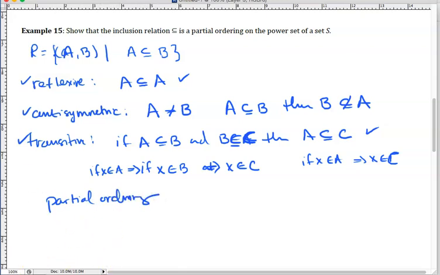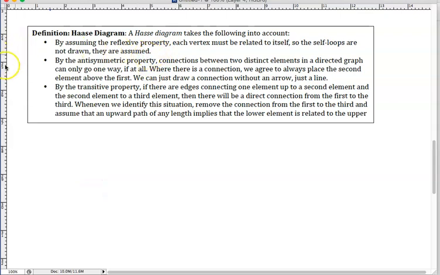All right. Okay, so we're basically going to circle back to diagrams, directed graphs, and talk about a special kind of diagram or graph for relations called the Hasse diagram. For a partial ordering, we can draw a simplified digraph that will cut down on the number of edges and also eliminate the arrows.